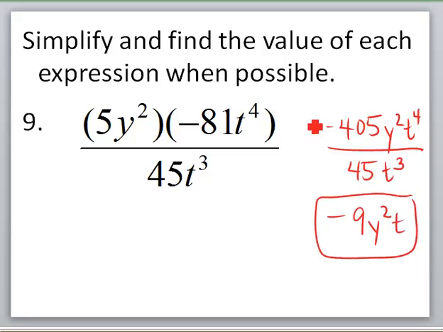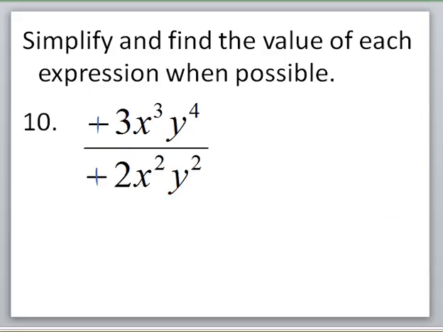Now, we really didn't need to use a calculator if you recognize that 9 goes into both 45 and 81. So you can make this 9 and make this a 5. And then what you could do is divide 5 divided by 5 is 1 and 5 divided by 5 is 1. So that's how you can end up with negative 9 without using a calculator at all.